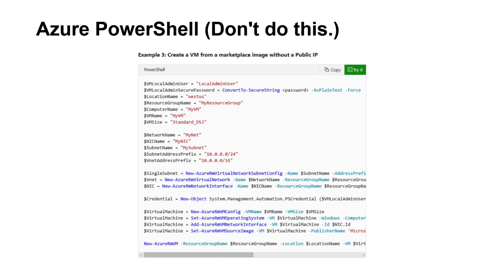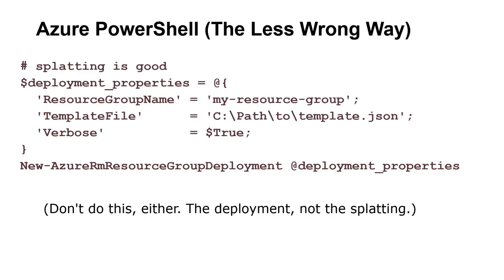You can automate an Azure deployment this way. I certainly have, but we can do better. If you already have that JSON deployment template you downloaded, you can just call one commandlet, New-AzureRmResourceGroupDeployment. It takes two arguments, the resource group name and the path to your JSON file. And I like to include the verbose argument so I can see what's going on when I run it.